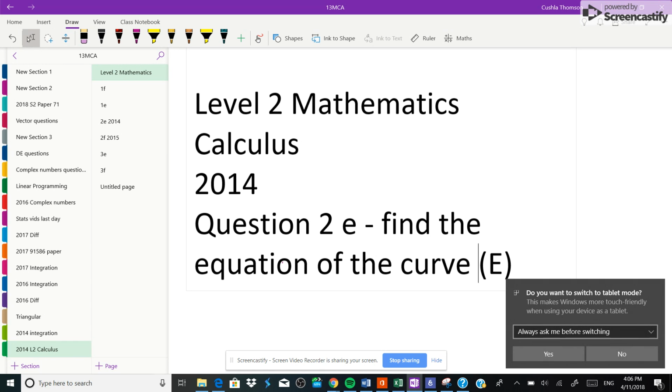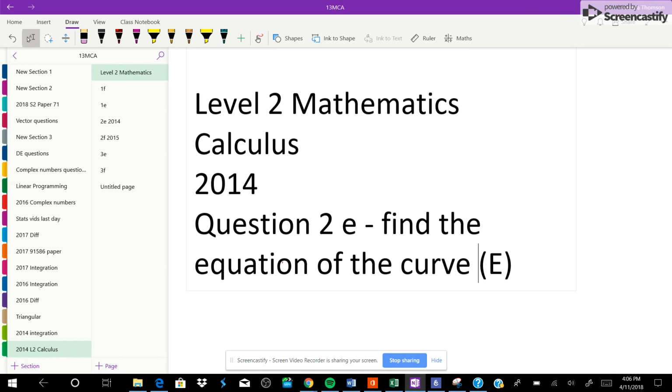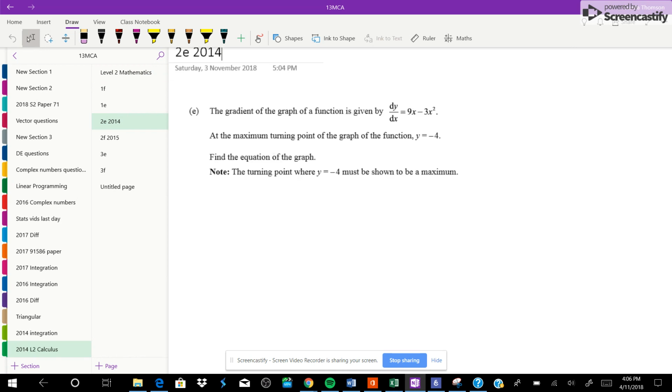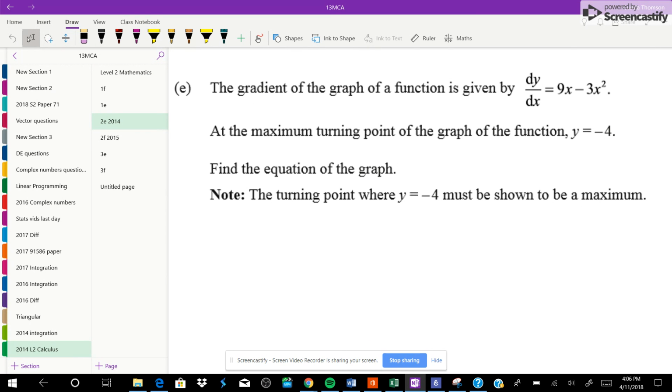But what the question is about is the one where we've got to find the equation of the curve. And this is the question here. Right, so we're given the gradient of a function, and then we have to figure out the equation of the graph. Okay, so what we've got is dy by dx. We need to work backwards and get y equals blah, blah, blah. And we're told that at the maximum turning point of the graph, y is equal to -4. And we have to find the equation of the curve.